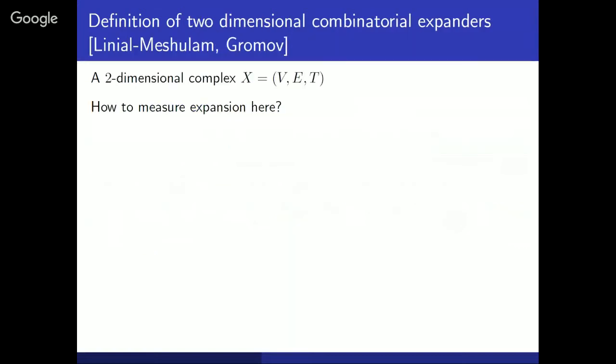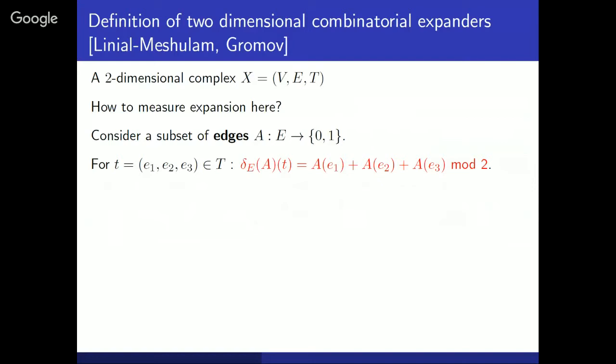So let's move to the two-dimensional case. The definition of a two-dimensional combinatorial expander was actually obtained independently by Linial and Meshulam. They were studying a generalization of the G(n,p) model of graphs to the higher dimensional case, and Gromov, who was interested in topological overlapping, came to the same definition. So think about a two-dimensional complex, so we have vertices, edges, and triangles, and we want to measure high dimensional expansion. So how to measure the expansion? Now we have a set; we want to consider sets of edges, and we want expansion with respect to triangles.